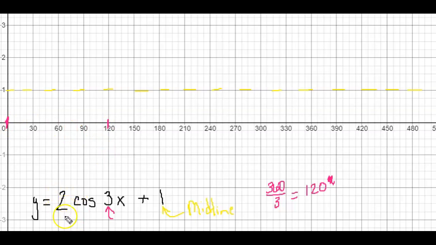I also notice that my amplitude is 2. So instead of going 1 above the midline and 1 below the midline, I'm going to go 2 above and 2 below. I also know that cosine starts at the top of the wave, so I'm not going to start on the midline. I need to go 2 above the midline, and I'm going to start up here. I also know that I end at the top, so I'm going to go over to 120, and there's my ending point. So all I want to do is just look at my graph and break it up into 4 pieces. Thankfully, 1, 2, 3, 4, these dark lines have already done that for me.